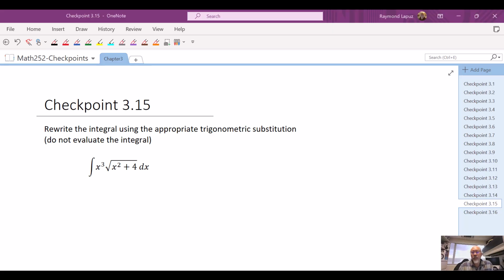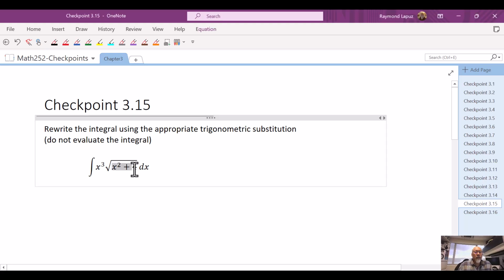This is from section 3.3, trigonometric substitution. Here they want us to rewrite the integral using the appropriate trigonometric substitution, and it says do not evaluate, but I think we will go ahead and evaluate it anyways.